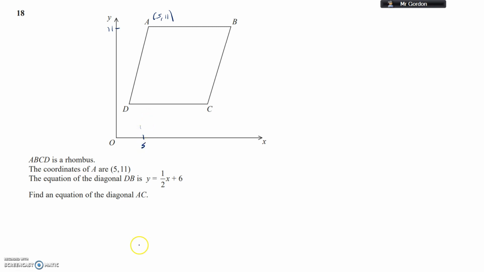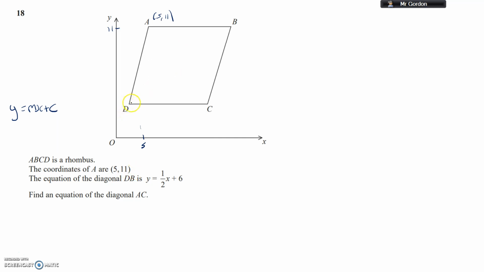5 on the X. The equation of the diagonal DB is y equals a half x plus 6. I mean, you should probably know the general straight line formula, isn't it? y equals mx plus c. m is the gradient, and c is where it crosses the y-axis. That's what the equation of a line is telling you.